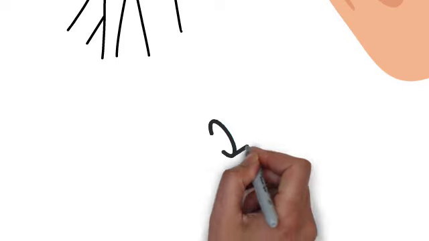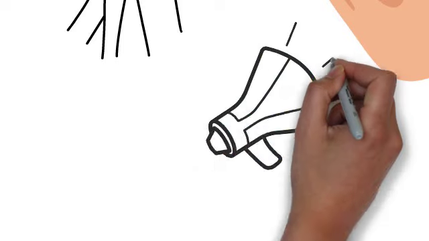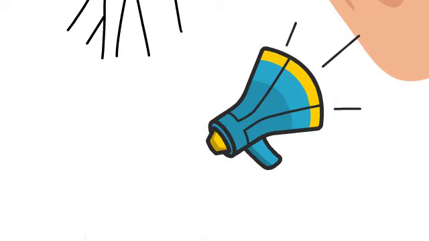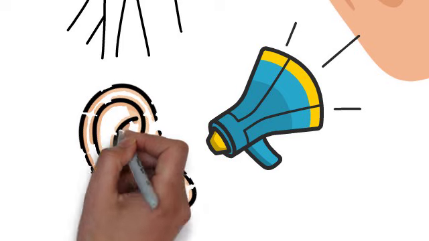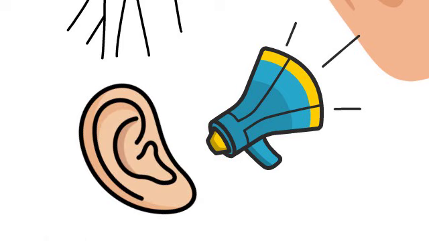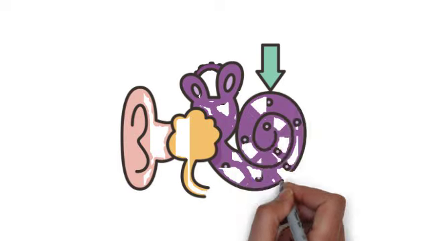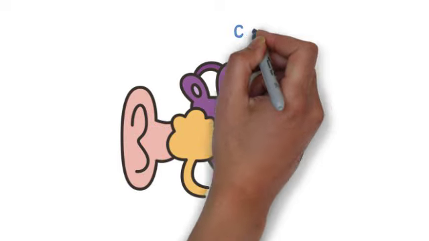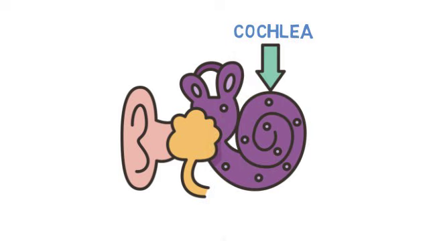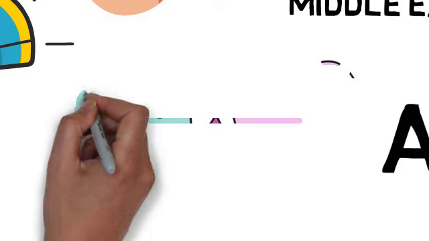Sound waves enter the outer ear and travel down the ear canal, causing the eardrum to vibrate. These vibrations are transmitted through the ossicles in the middle ear. The stapes, the last of the 3 bones, presses on the oval window of the cochlea, creating waves in the fluid inside. The cochlea is a spiral-shaped, fluid-filled structure lined with tiny hair cells.